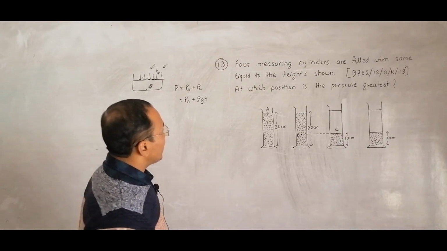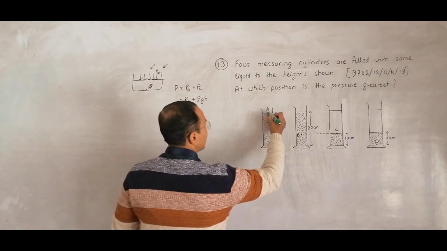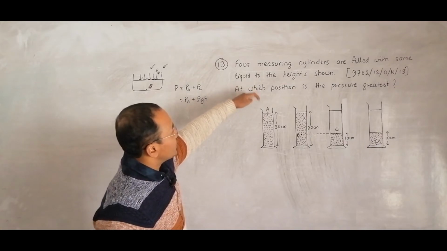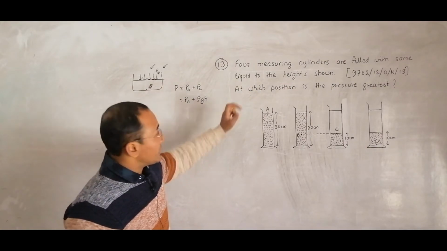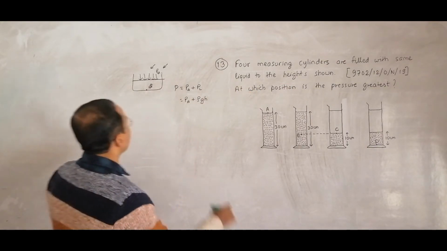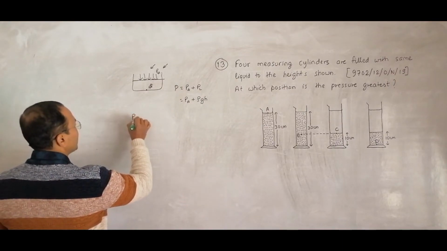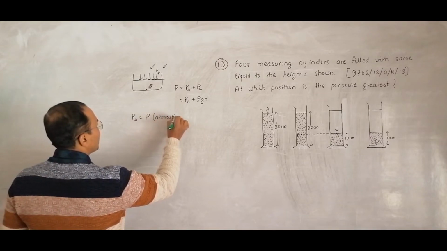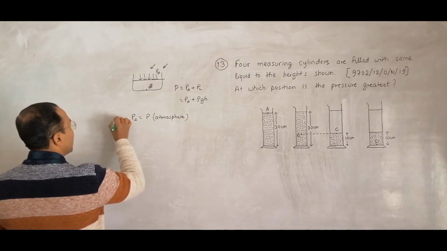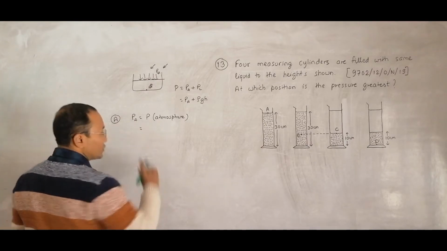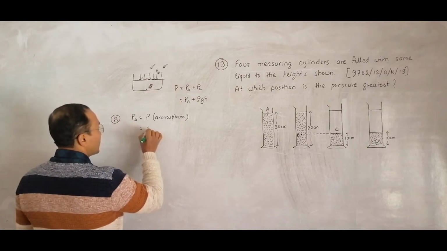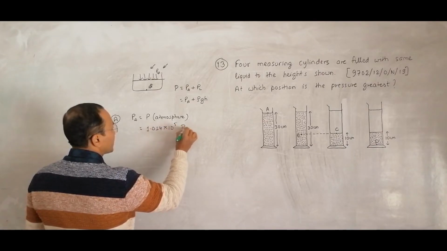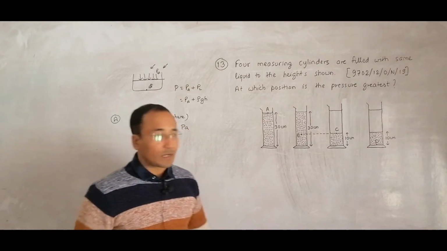So now if I compare here, I have to find pressure here. So the pressure here is only due to atmosphere. So here the pressure at A is equal to pressure due to atmosphere only. And that's equal to, we know the value, 1.014 into 10 to the power 5 pascals or Newton per meter square.